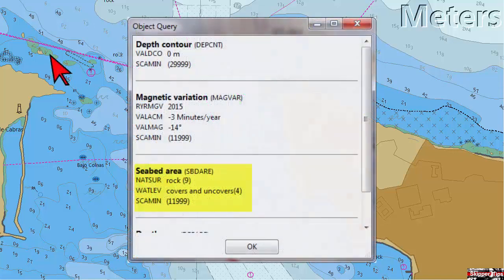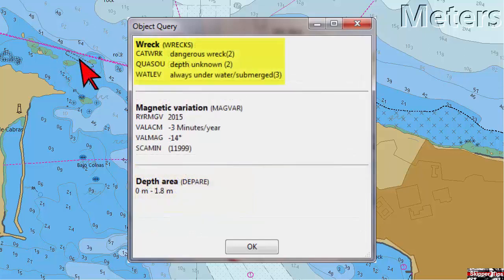On the west side of the channel, you can see green tinted shoals with V-shaped symbols inside. This electronic symbol indicates intertidal areas that cover and uncover with the tide. Note the dashed lines that surround this slender object. This indicates a dangerous wreck with a depth unknown, always underwater.